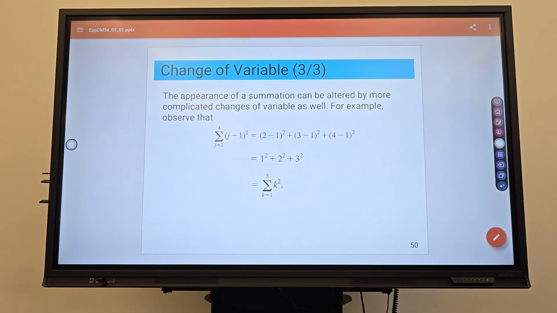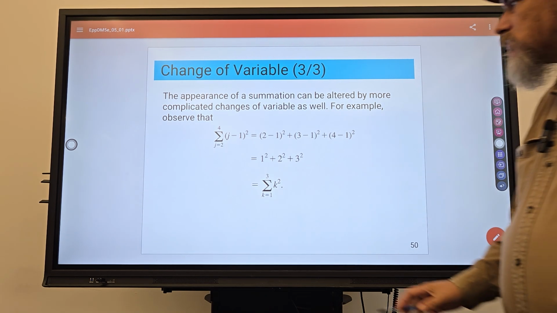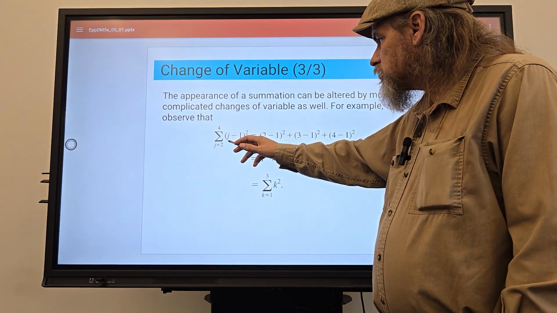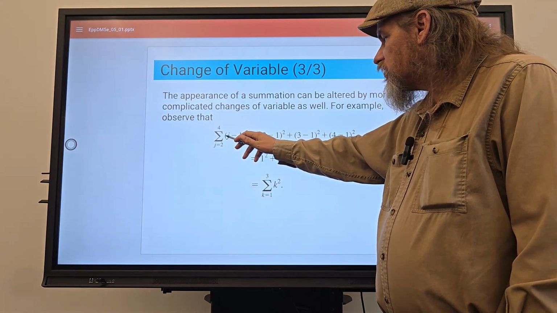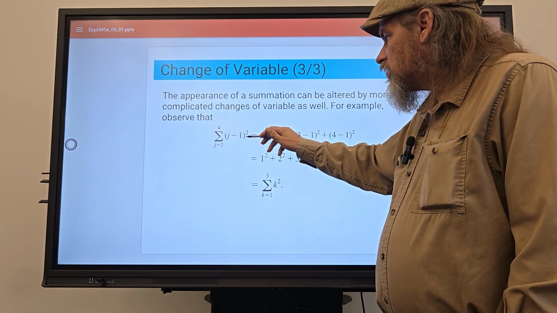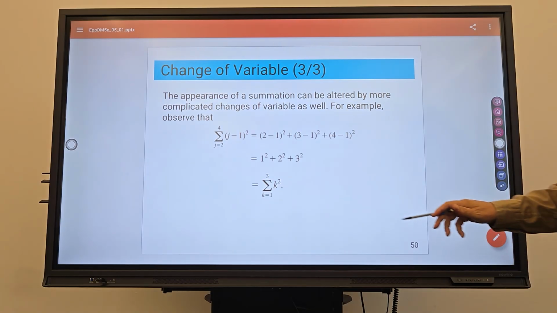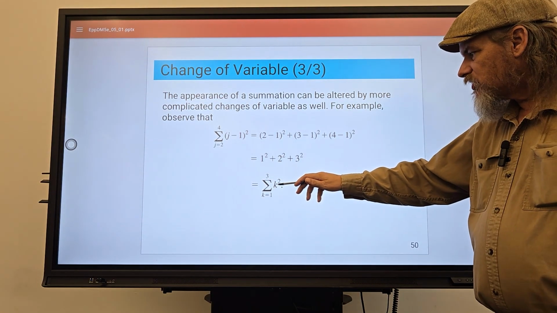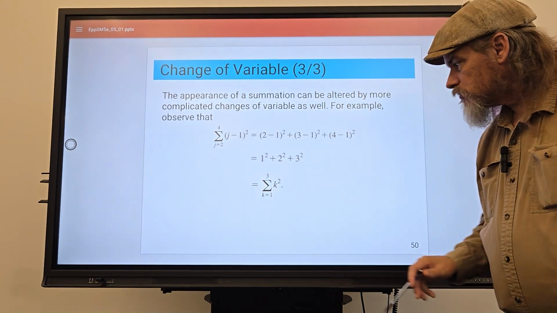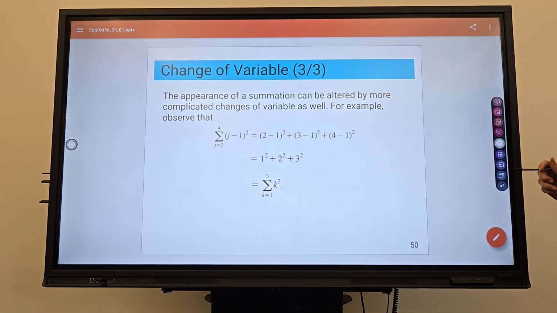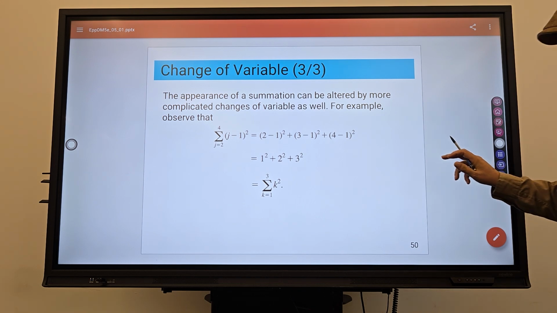The appearance of a summation can be altered by more complicated changes of variable as well. So, for example, j from 2 to 4, the summation of j minus 1 quantity squared is equal to the previously defined summation of k squared from 1 to 3. So you can manipulate things to simplify expressions.